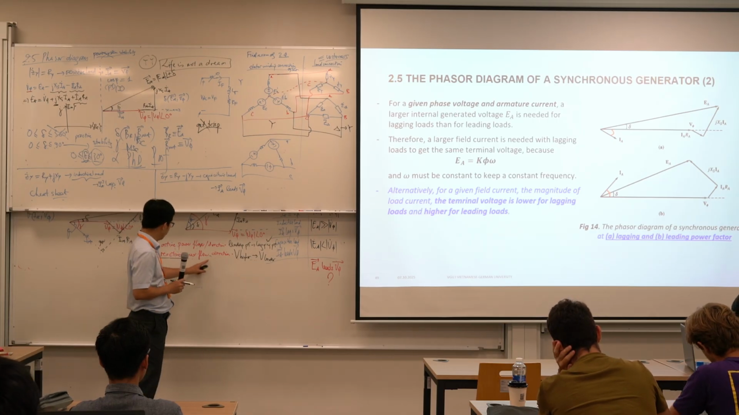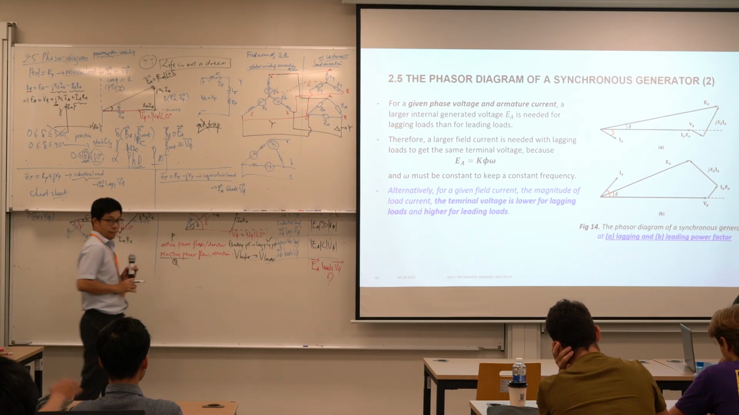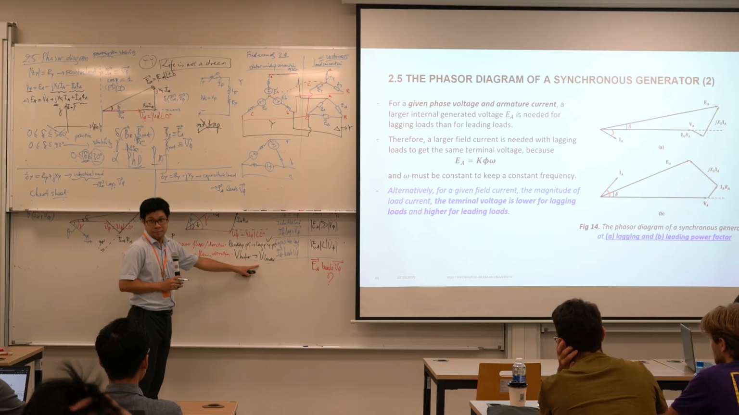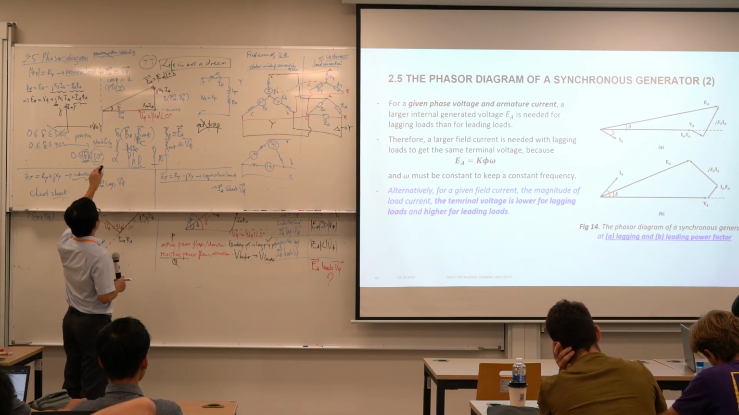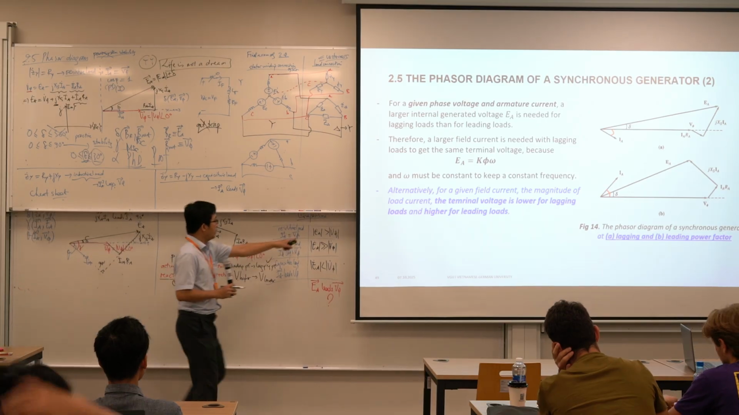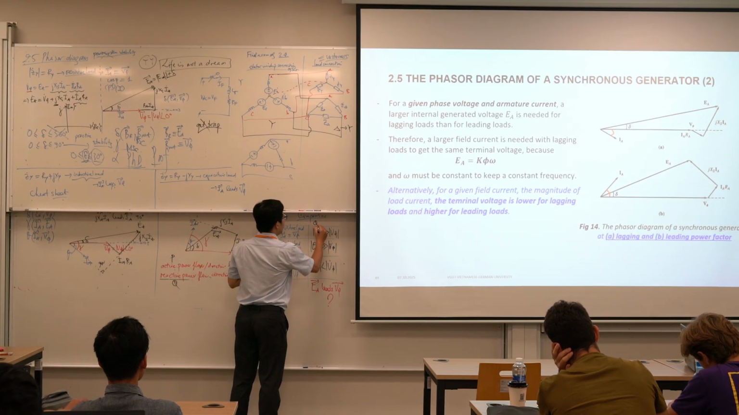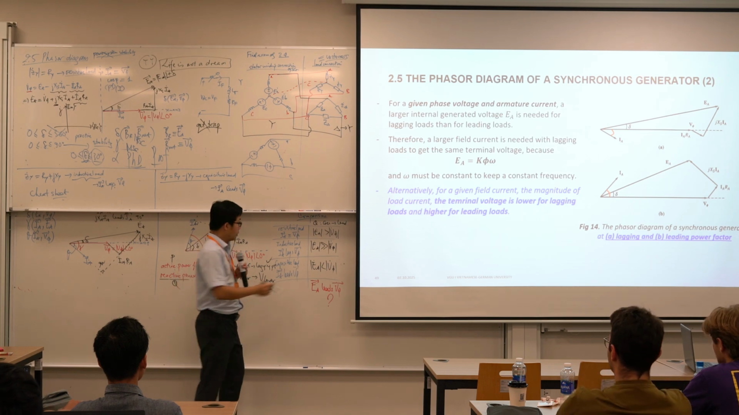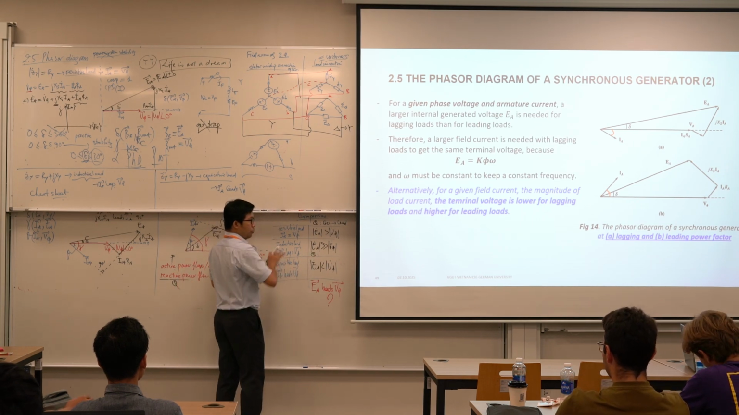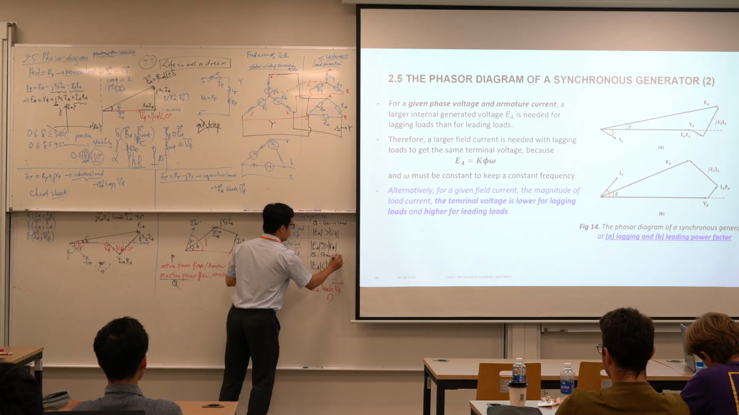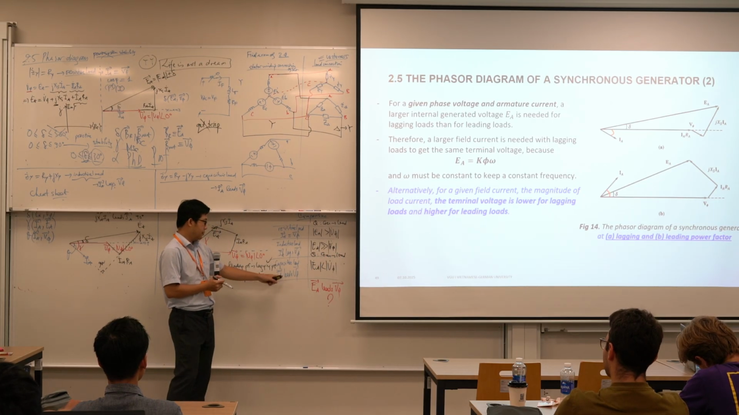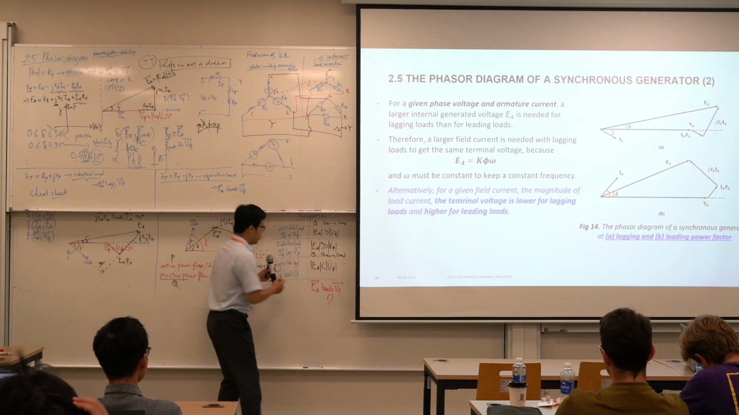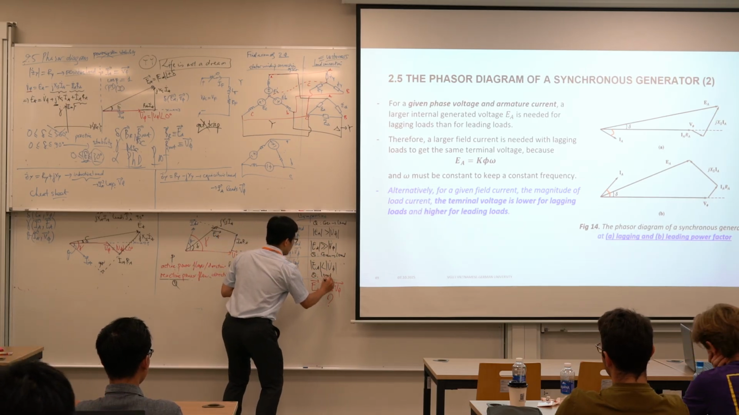Now look. This is Q, reactive power, from the higher voltage to the lower voltage. Now look, EA is higher than V phase, so Q will flow from the generator to the load. Here, the same: Q will flow from the generator to the load. But now it is different, because EA is less than V phase, so now Q flows from the load back to the generator.